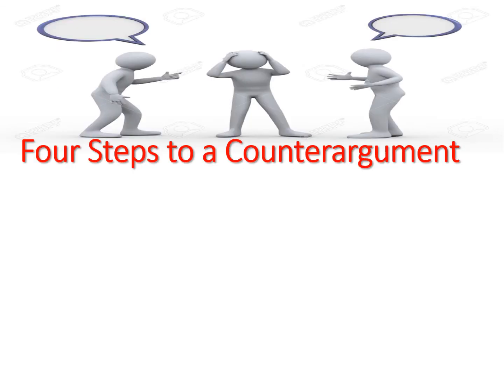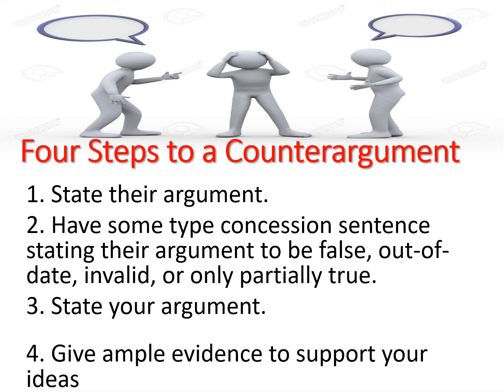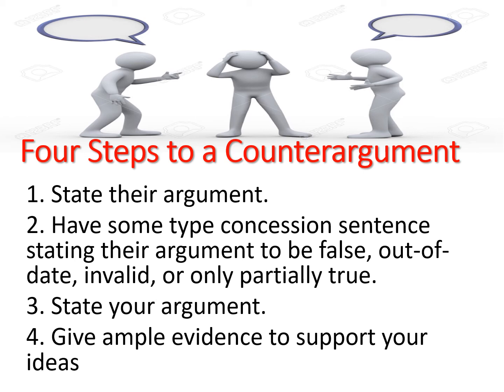So really quickly, let's look at the 4 steps of a counterargument again. The first step is to state the opposition's opinion. What do they feel? The second step is to have some type of concession statement. This is stating how valid the argument is. Now, it could be false or out of date, invalid information, or just partially true, but you want to state how valid their information is. The third thing is to state your opinion. What is your argument? And then fourth, and very important, you have to have evidence that supports your opinion.